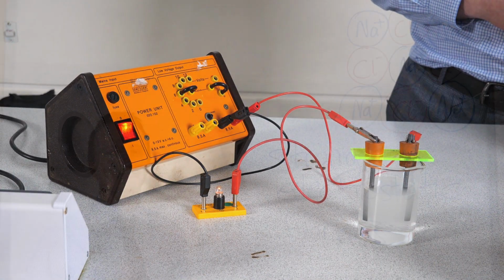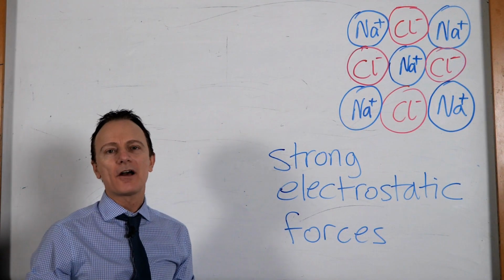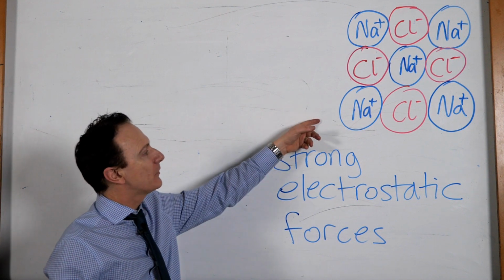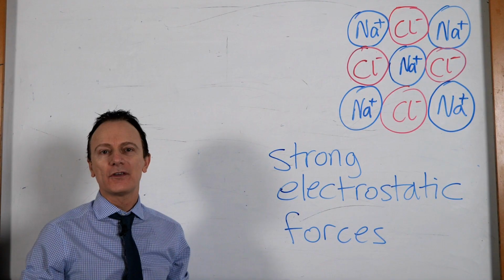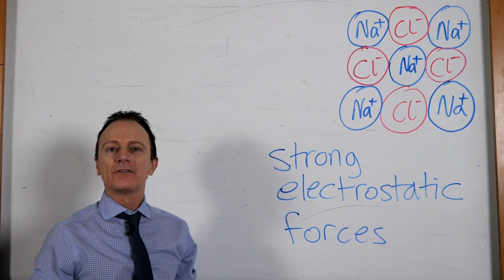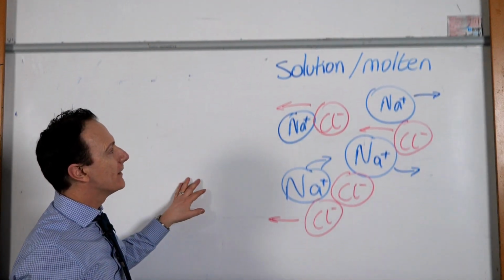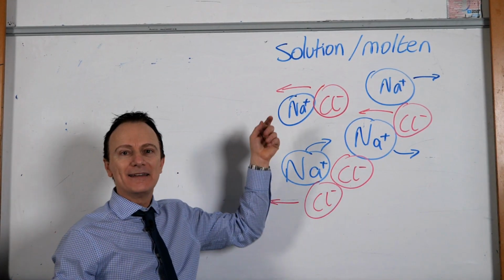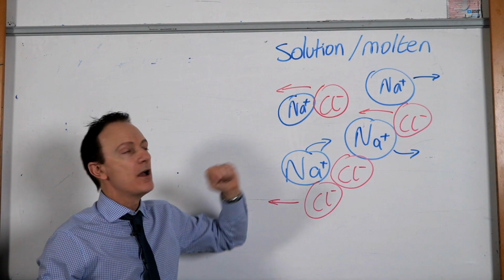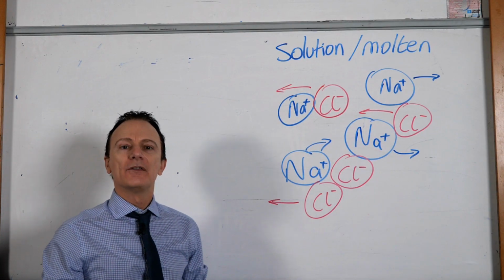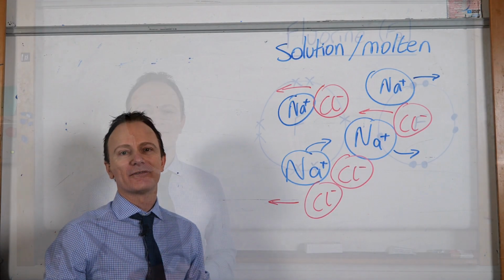The reason the ionic compound doesn't conduct electricity when it's a solid is these strong electrostatic forces hold the ions in place, so the ions aren't free to move. Whereas if we've made it into a liquid, either by adding it to water and making it a solution, or we've melted it, now the particles can move around, so the ions are free to move.